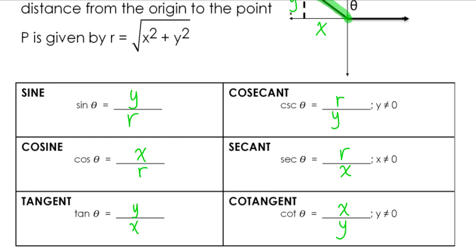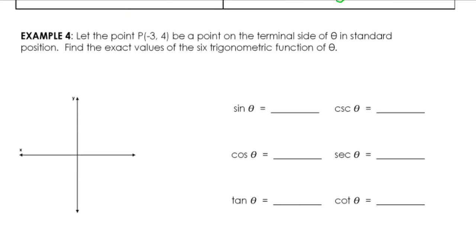You will also notice that for these reciprocal functions, they're saying that x and y cannot be 0, and that's of course because we can't divide by 0. So the x distance or the y distance can't be 0. It means the point can't be on one of the axes to find those trig functions. Okay, so let's put that into practice here.